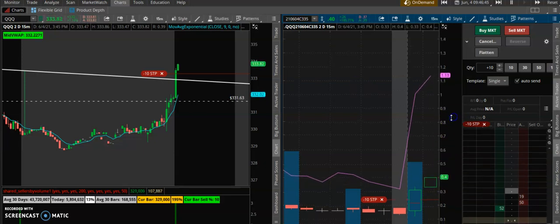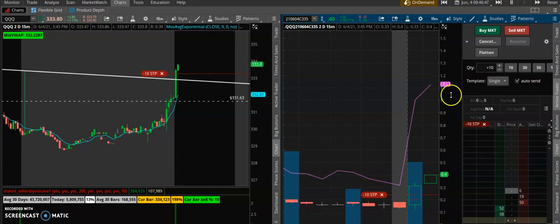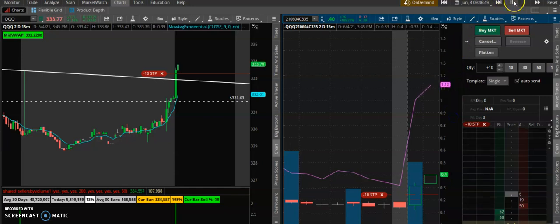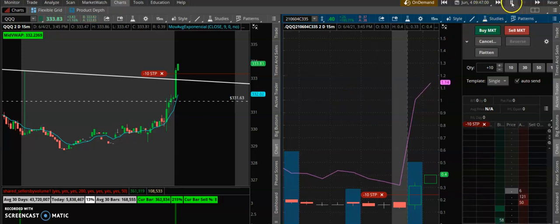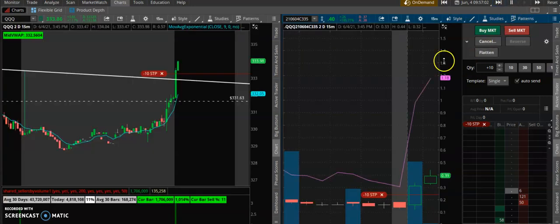When I'm looking at profits, I'm going to show you that in the next moment. The thing with taking profits is you don't want to get out with all of your positions at the same time. You want to scale out. So if we speed it up a little bit, let's move 10 more minutes.